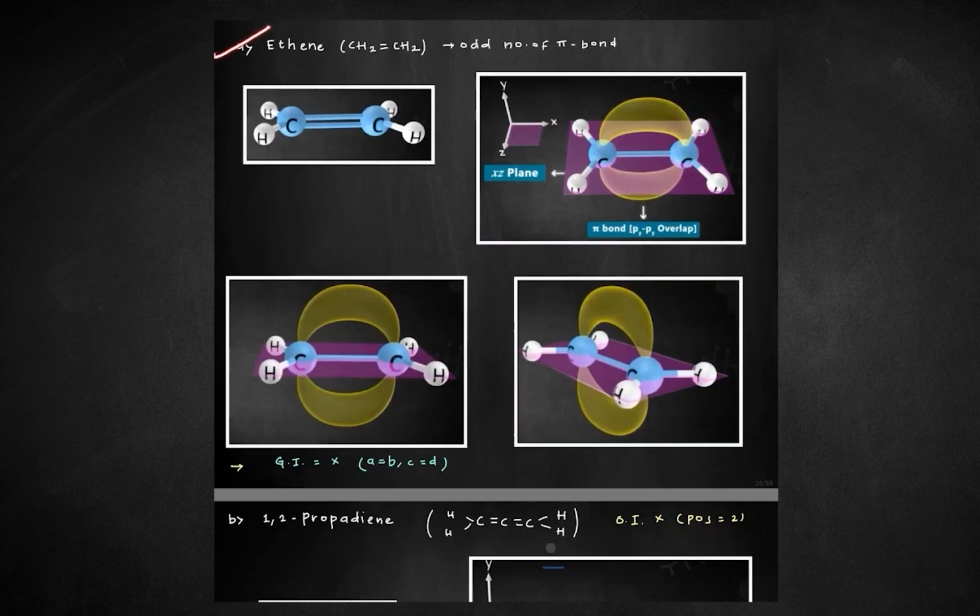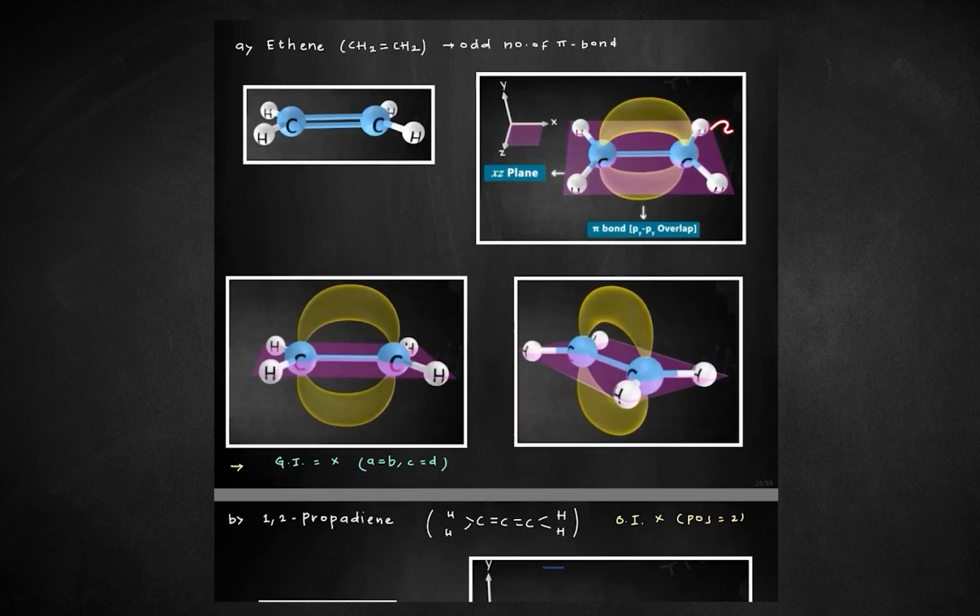Now let's see the first example, ethene, CH2=CH2. Odd number of pi bonds, only one pi bond is present, so the terminal valencies are in the same plane. If they are in the same plane, they will show geometrical isomerism and not optical isomerism. So this compound will be 100% optically inactive. Got it? It's a very important point.